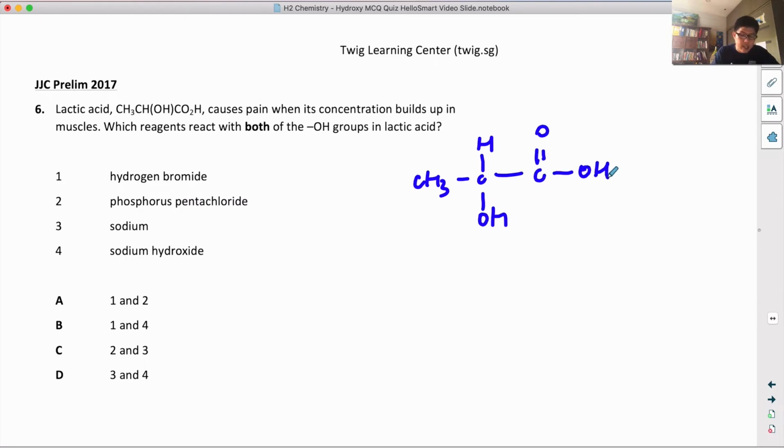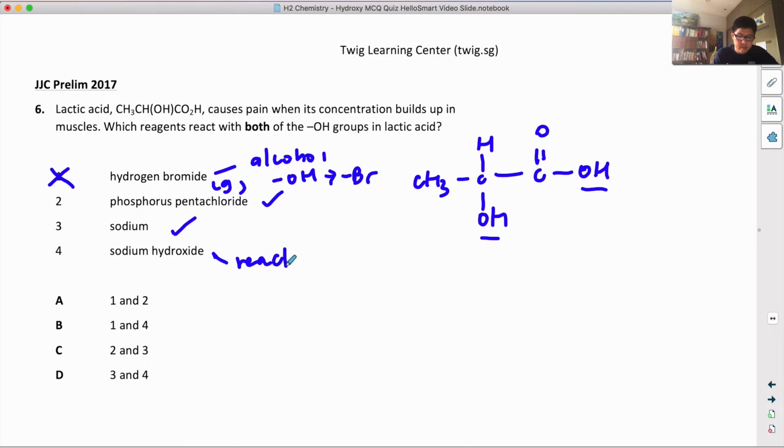So hydrogen bromide, they should actually state it's a gas, yeah, gaseous. So this will only react with alcohol. It will convert the OH to Br. But it only reacts with alcohol, which means it doesn't react with carboxylic acid, so it is wrong. PCl5 can react with both alcohol and carboxylic acid. It will replace the OH on both of them with Cl, so this is definitely correct. Sodium will react with anything with OH, which means it's correct. Sodium hydroxide only reacts with carboxylic acid. It doesn't really react with alcohol, which means this will also be wrong. So the answer, I'll put it as 2 and 3. So 6 will be 2 and 3. All right, okay, C. Okay, let's move on to the next one.